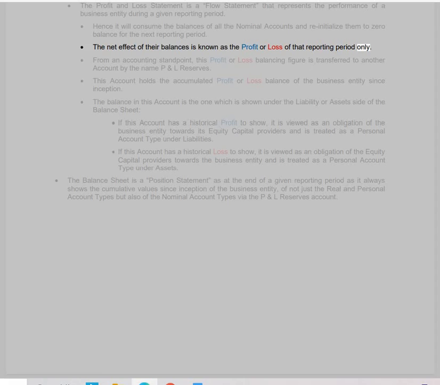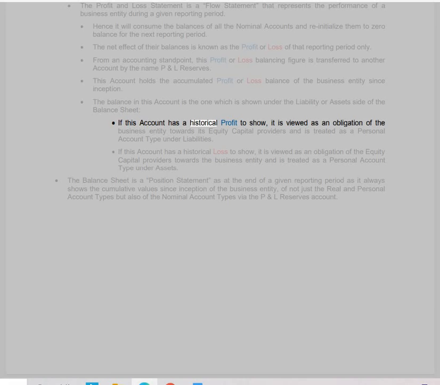From an accounting standpoint, this profit or loss balancing figure is transferred to another account by the name P&L reserves. This account holds the accumulated profit or loss balance of the business entity since inception. The balance in this account is the one which is shown under the liability or assets side of the balance sheet.